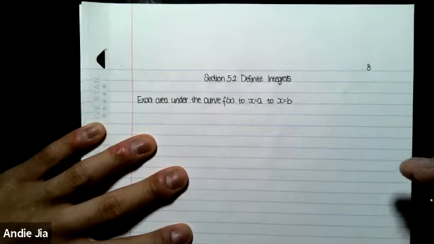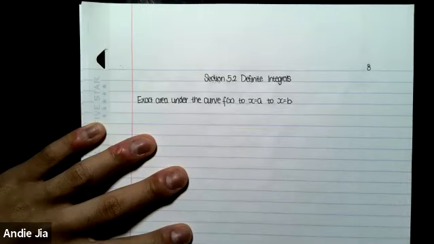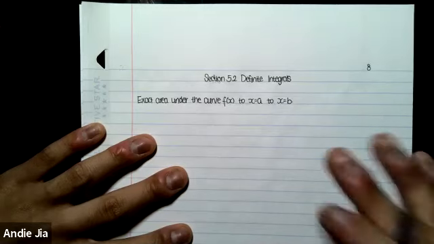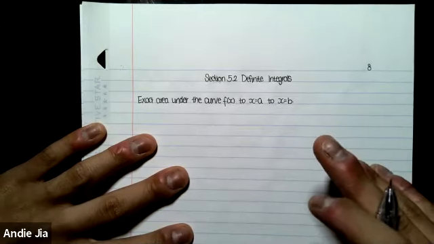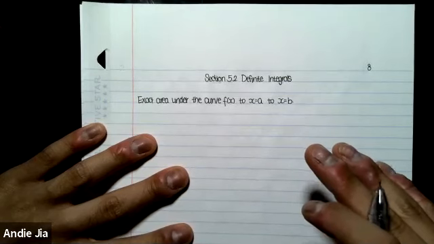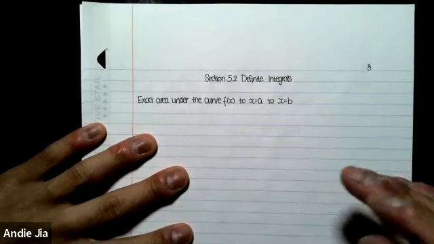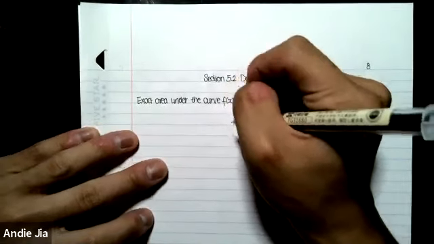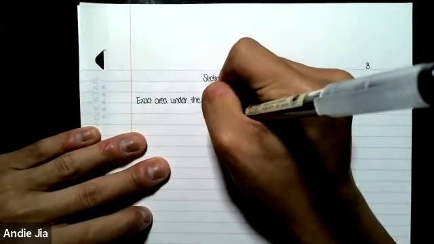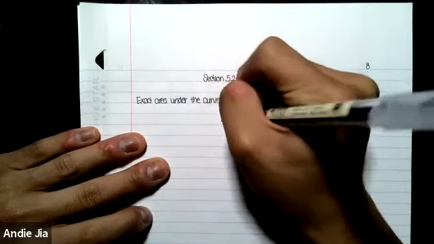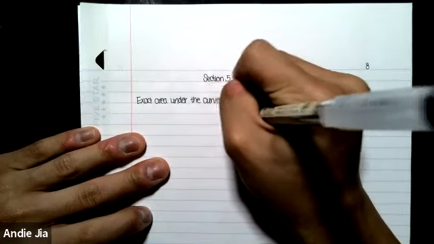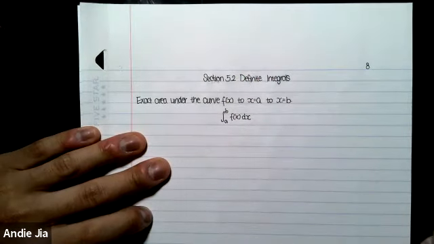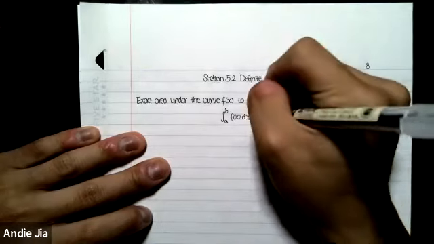But how do we calculate an area with more fancy functions? Then we need to use the concept of a definite integral. Here's the notation: the integral from a to b of f of x dx is the definite integral, the exact area.